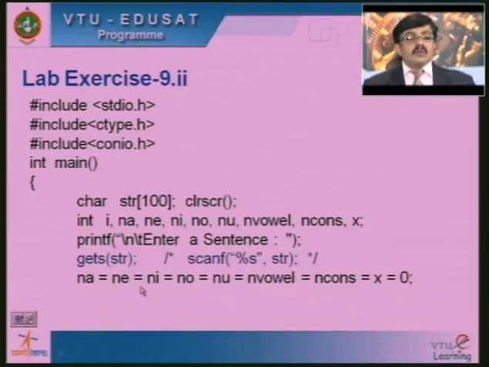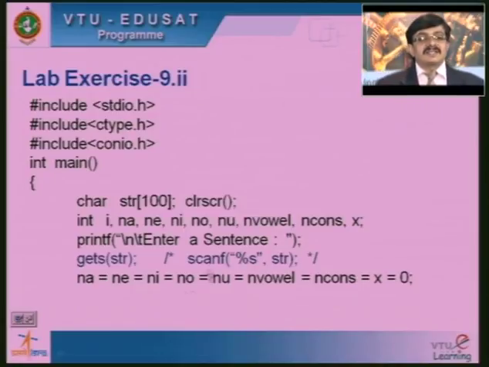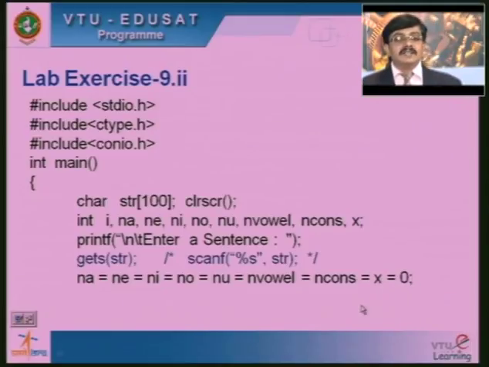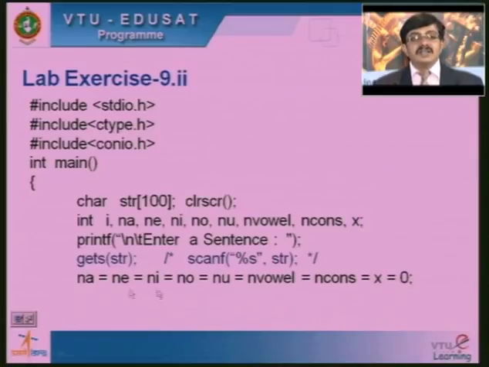Now initially, what is the number of vowels present in the string? We assume all the values of na, ne, ni, no, nu, n vowels, n consonants and x extra characters must be taken as 0. This is the logical initialization; initially we have to assume it. Now after reading the string, from the first character of the string till the last character, we have to go on reading the characters one by one.